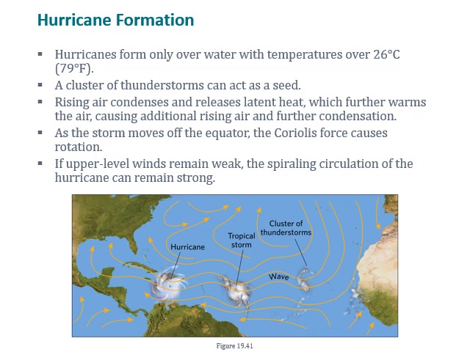Rising air must condense and then release latent heat, which further warms the air, causing additional rising air and further condensation. As the storm moves off of the equator, the Coriolis force causes rotation. If upper level winds remain weak, the spiraling circulation of the hurricane can remain strong. So the figure below shows the development of the hurricane near the equator in the Atlantic Ocean.